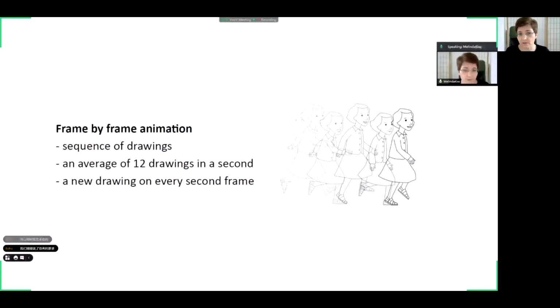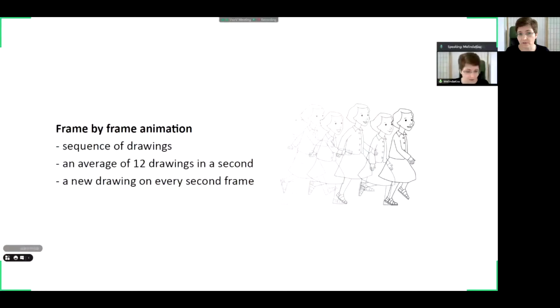But in order to obtain a smooth movement, an average of 12 drawings per second is enough. These are good news, because we have to draw less. So not 24 drawings for a second, just 12 drawings for a second. And this means that we have to draw a new drawing for every second frame.